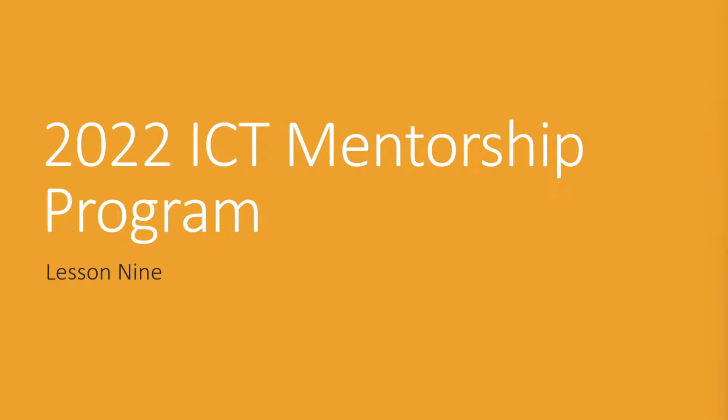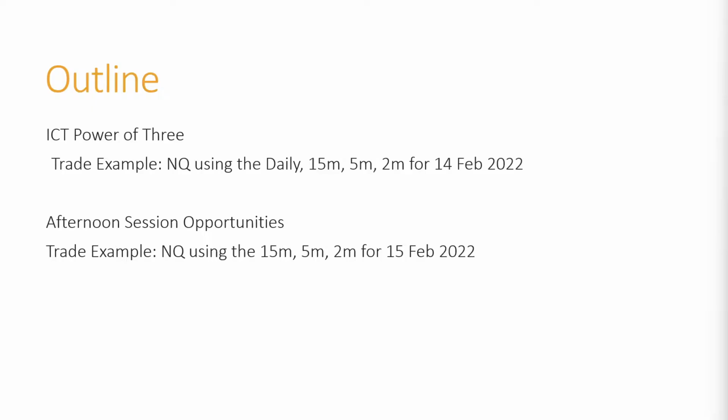Today's video is Lesson 9 of ICT's 2022 Mentorship Program. Our outline for today's video starts with ICT's power of three. We're only really going to look at the bullish version of this. We're going to use a trade example using the NASDAQ from the 14th of February, from the daily right down to the 2-minute chart. The last part of the video will focus on afternoon session opportunities. For that part, we'll be using a trade example from the NASDAQ again on the 15th of February on various time frames.